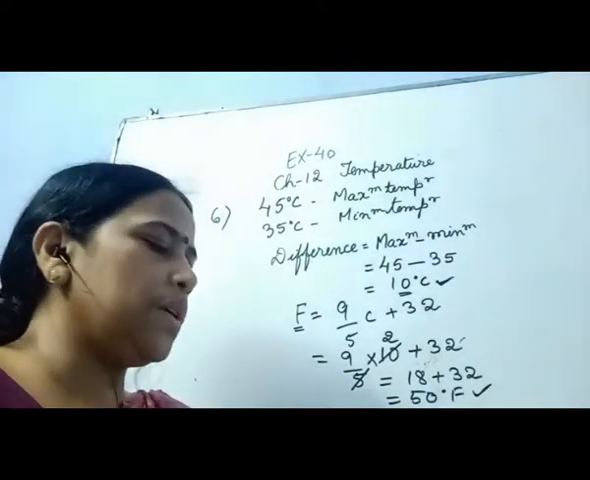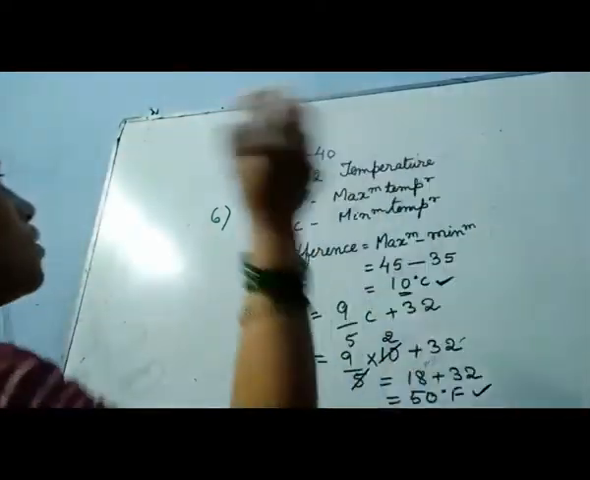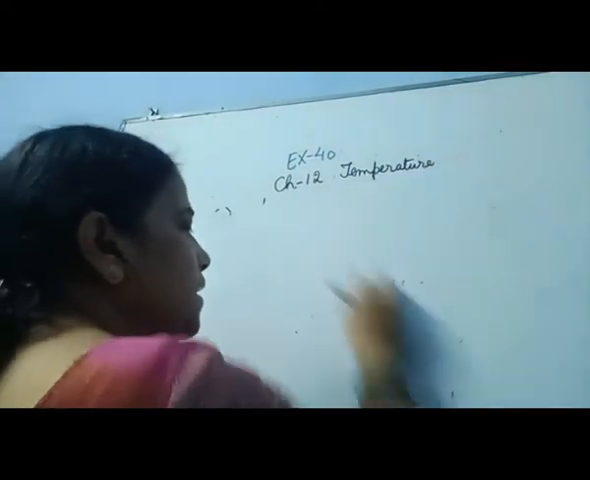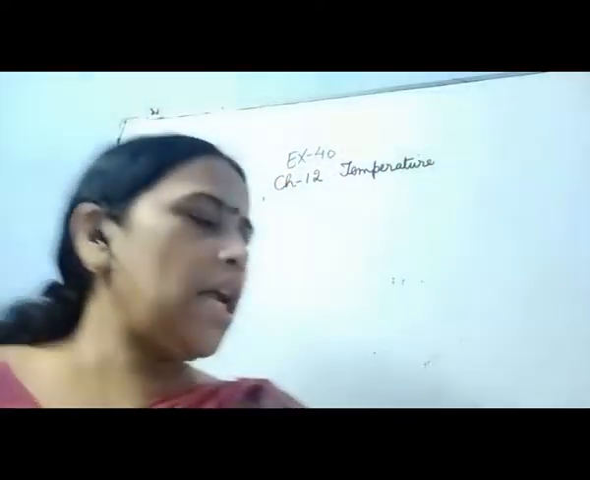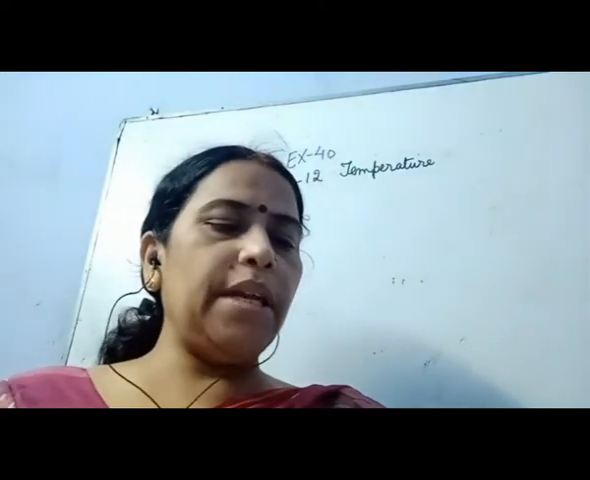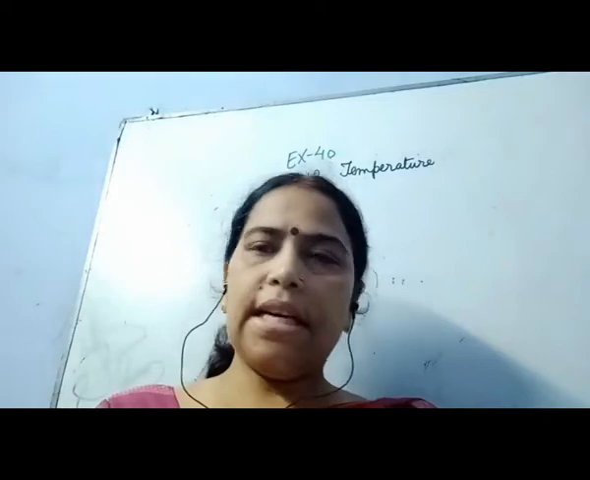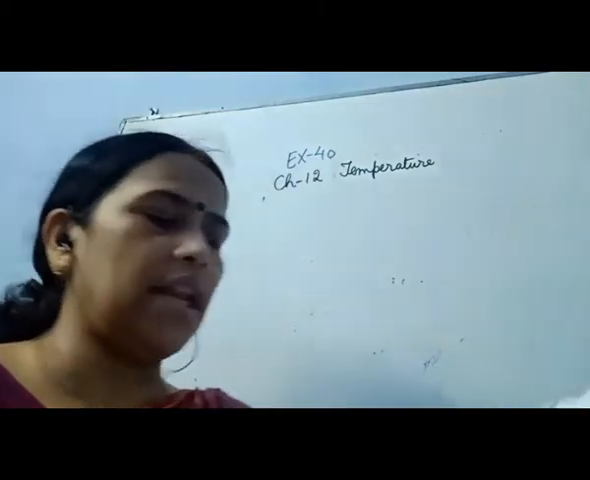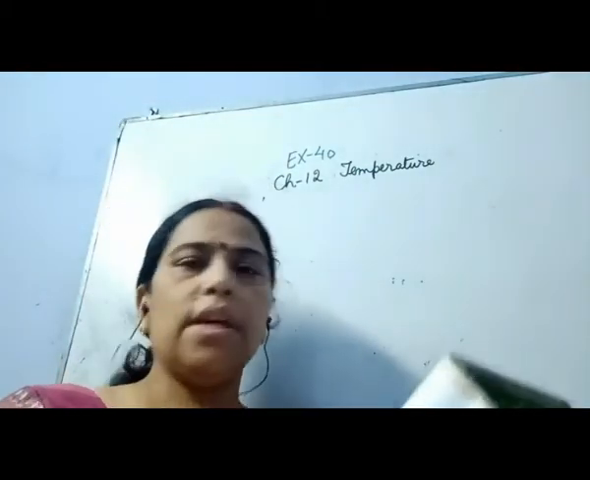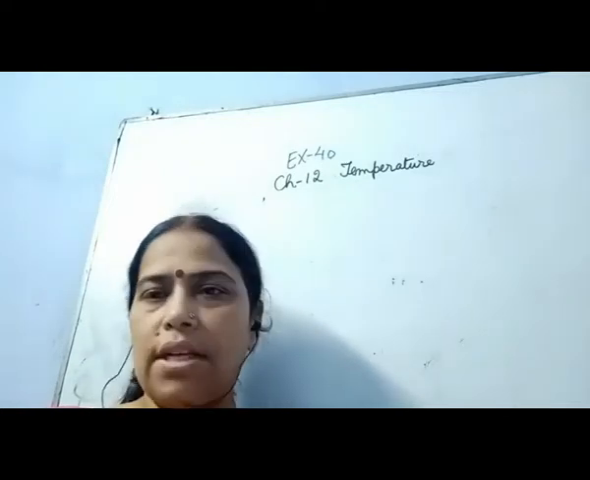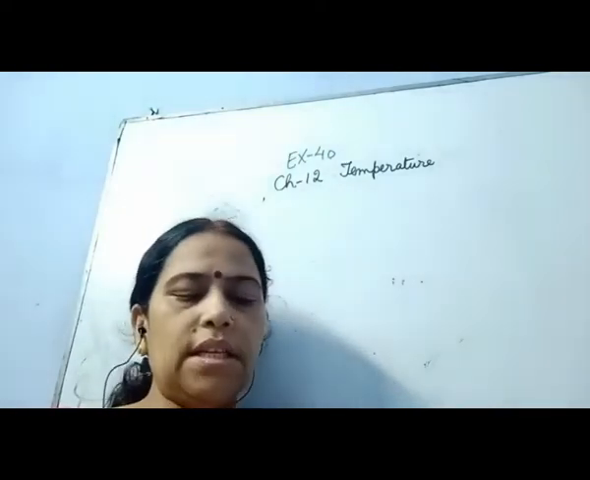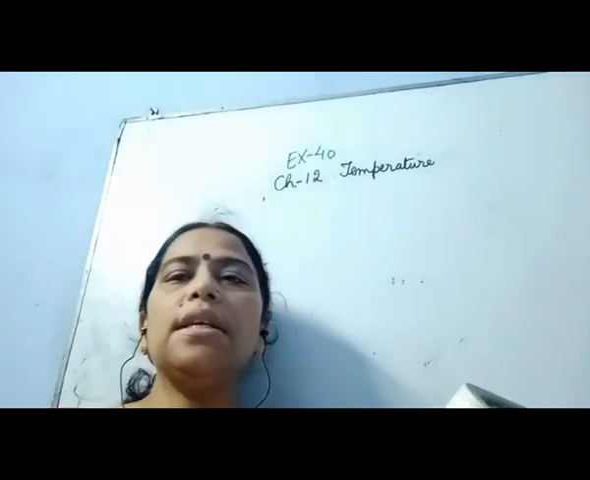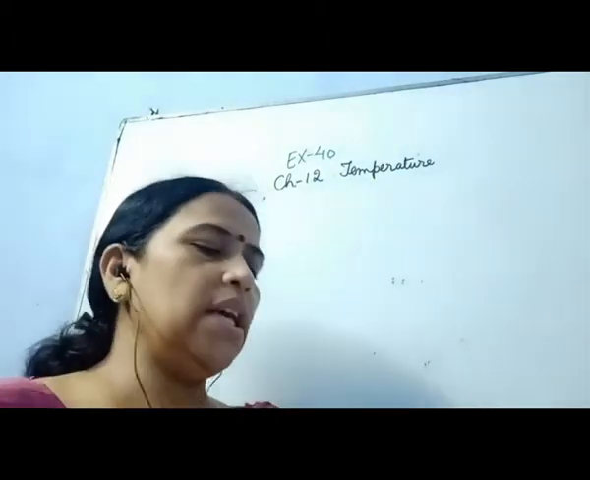Now we will solve question number 7. In question number 7, let us see what it is asking. The maximum temperature on a day is 113 degrees Fahrenheit and the minimum temperature is 86 degrees Fahrenheit. So here you see that the temperature is given in Fahrenheit, and we have to find the difference in the Celsius scale.